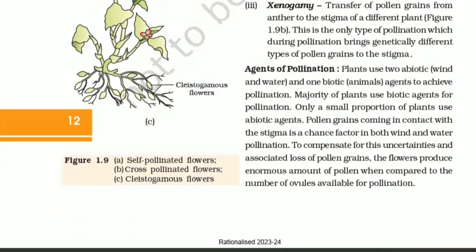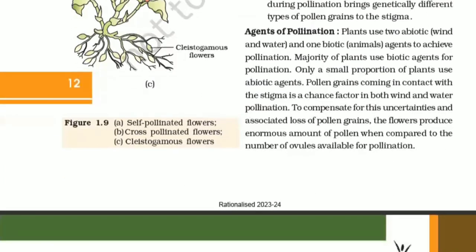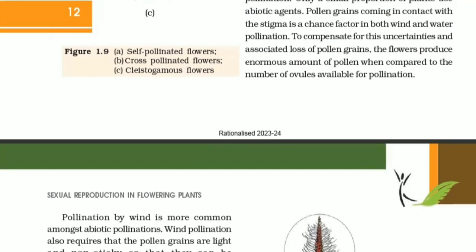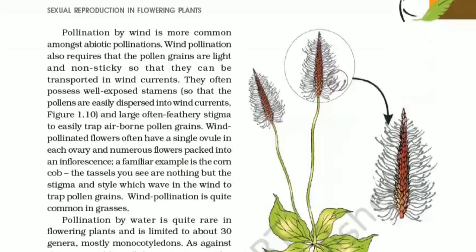Agents of pollination. Plants use two abiotic agents, that is wind and water, and one biotic agent, that is animals, to achieve pollination. Majority of plants use biotic agents for pollination. Only a small proportion of plants use abiotic agents. Pollen grains coming in contact with the stigma is a chance factor in both wind and water pollination. To compensate for these uncertainties and associated loss of pollen grains, the flowers produce enormous amounts of pollen when compared to the number of ovules available for pollination.